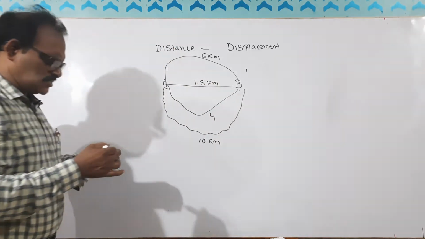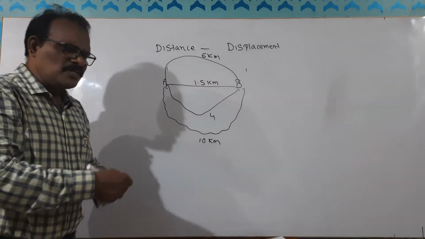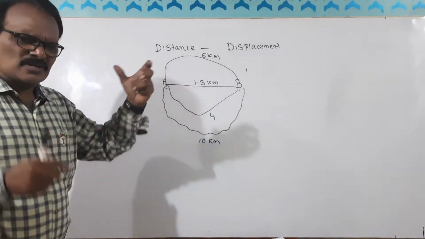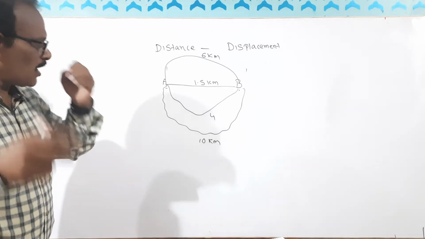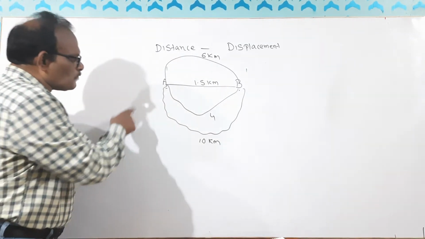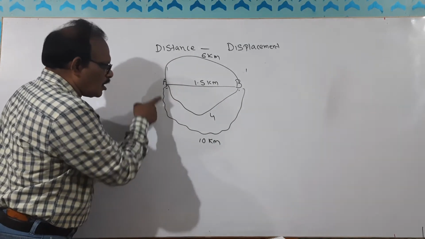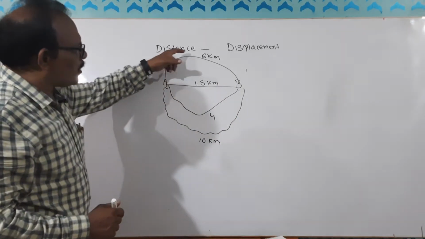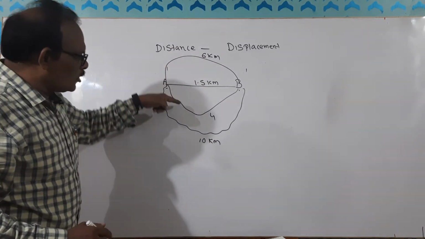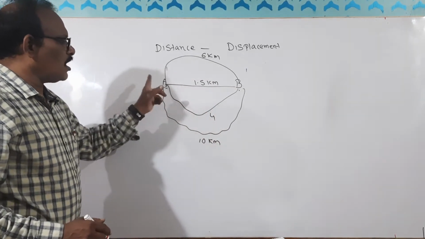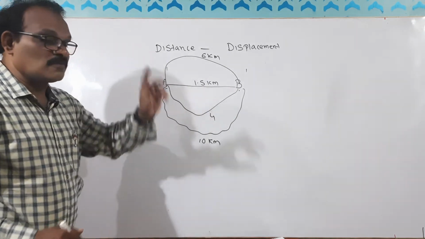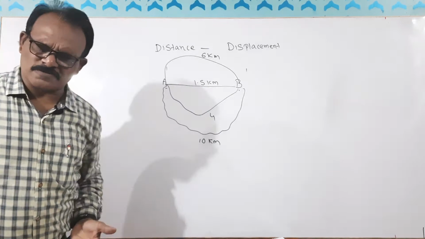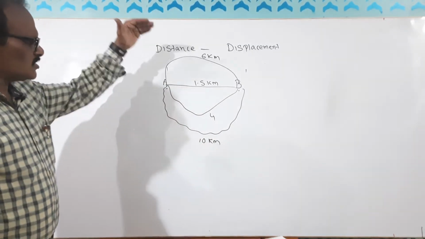See what the distance actually is. The definition of distance is the actual path covered, how much of the path you have covered. Suppose you covered this route, how much distance have you covered? 10 kilometers. If you go in this path, 6 kilometers. If you go in this path, 4 kilometers. Or if you go with this path, 1.5 kilometers. So the distance may vary with the path you choose.